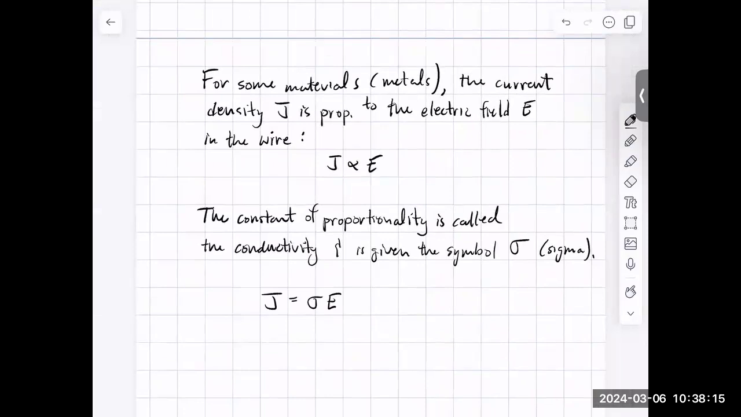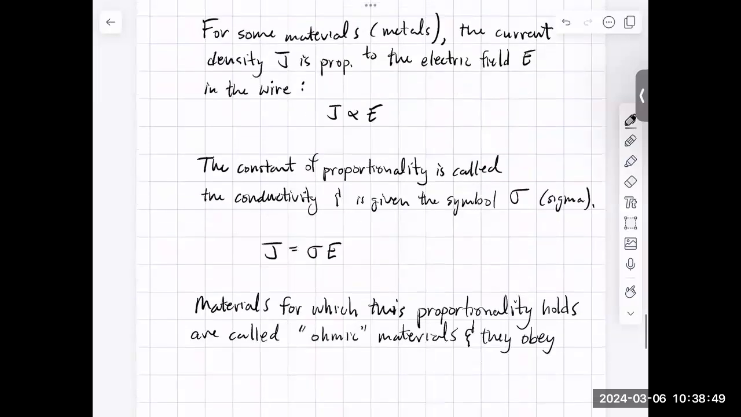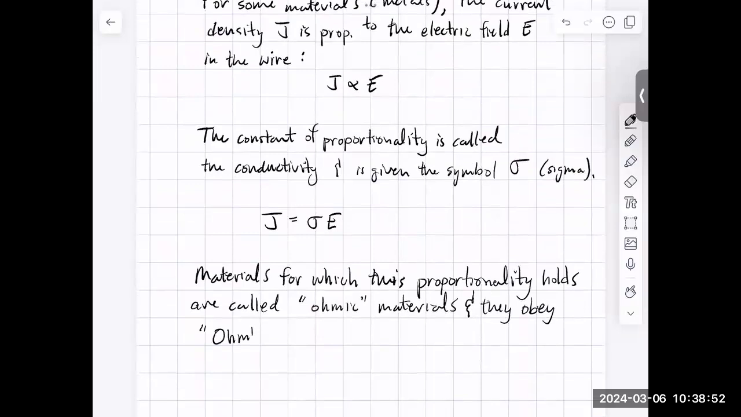Okay. So materials for which this proportionality holds are called ohmic materials, and they obey Ohm's law, which we're going to try to write down in just a second.